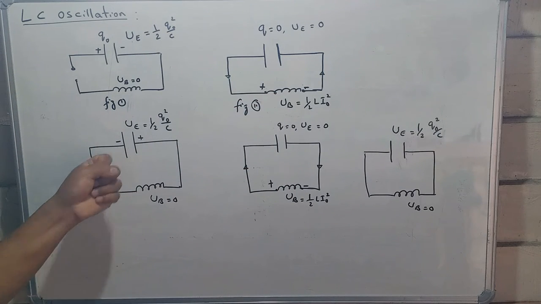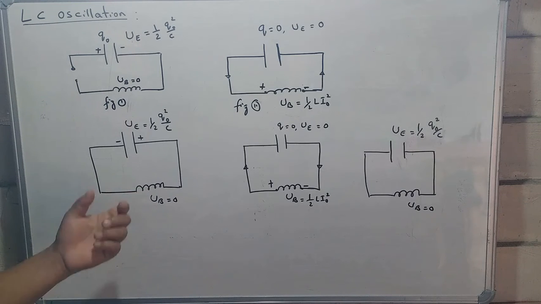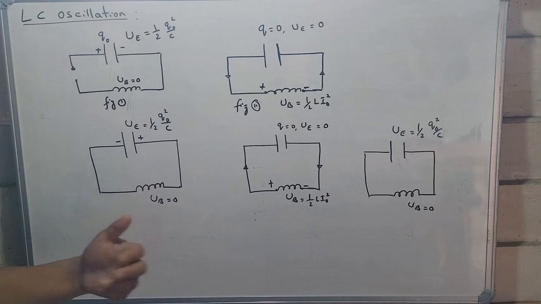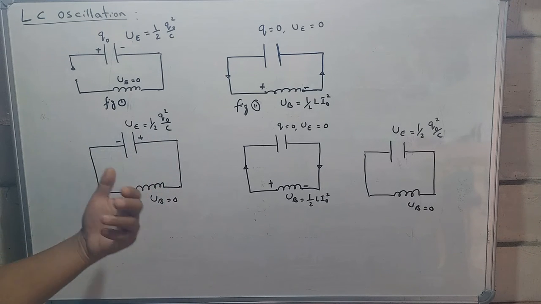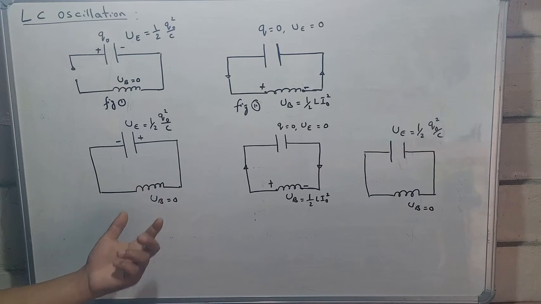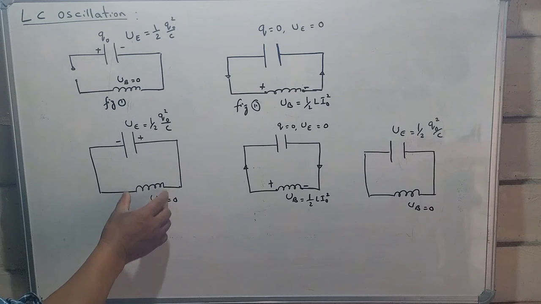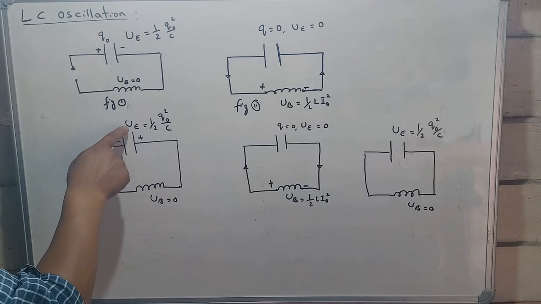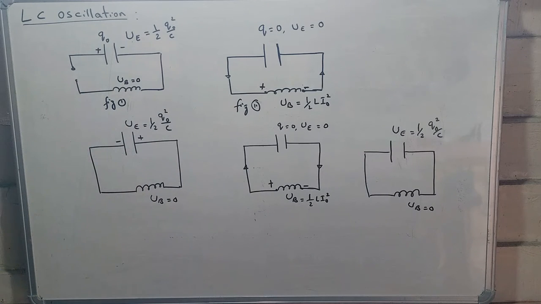As it charges the capacitor, what will happen? The magnetic energy that is stored in the inductor will start decreasing, whereas the electric energy which is stored in the capacitor will start increasing. And when this inductor has totally transferred its energy to the capacitor, then you will find UB is equal to 0 and the electrical energy UE again becomes maximum.